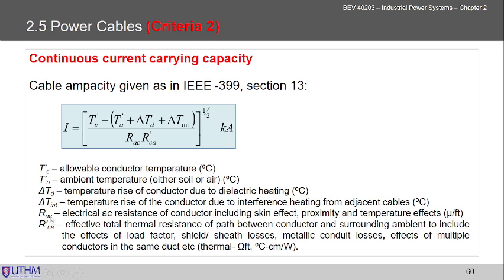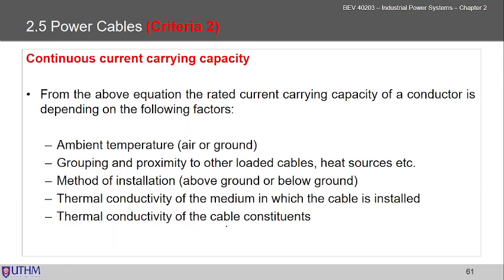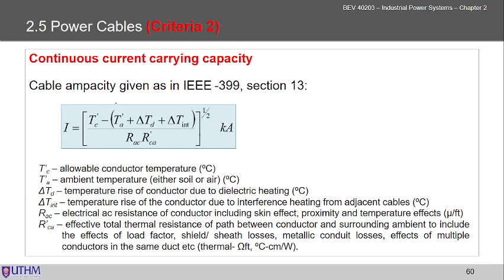Then RAC is the electrical AC resistance of the conductor, including the skin effect, the proximity, and the temperature effects. And R-CA is the effective total thermal resistance. This is more to the thermal effects that affect the resistance of our cables. Okay, next we will see a summary of these IEEE definitions.